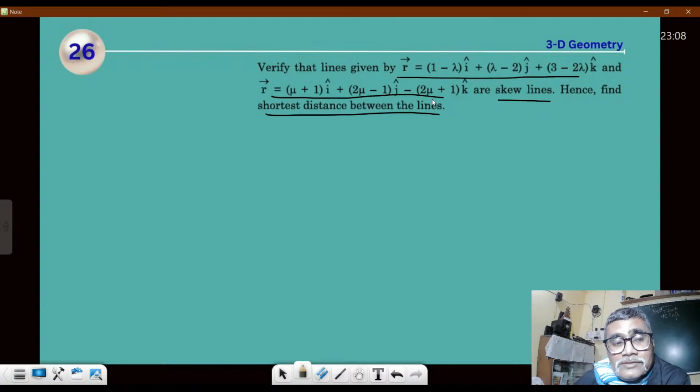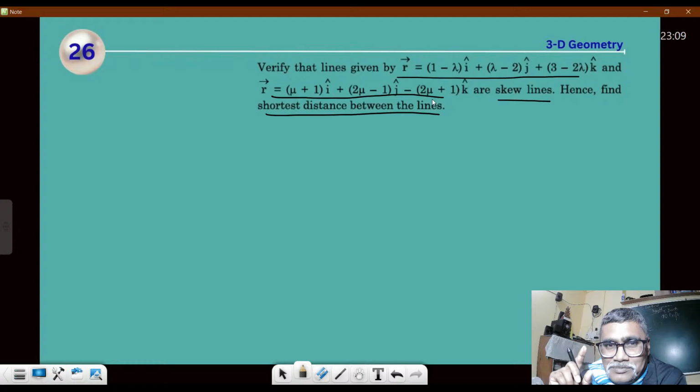Hence, find the shortest distance. How will you verify that these lines are skew lines? So you try to remember one by one the points. Skew lines are those which are neither intersecting nor parallel. How can you verify that they are not intersecting and not parallel?